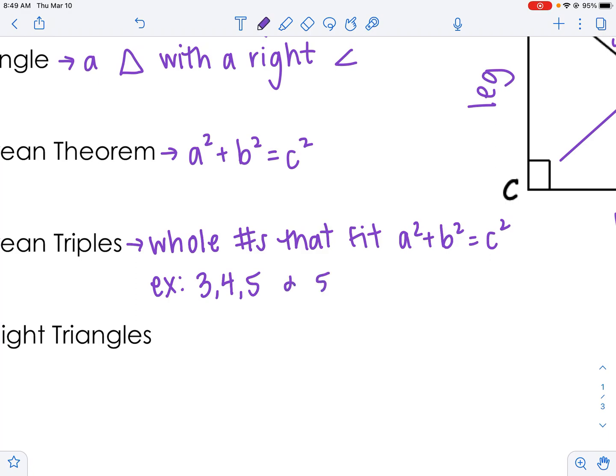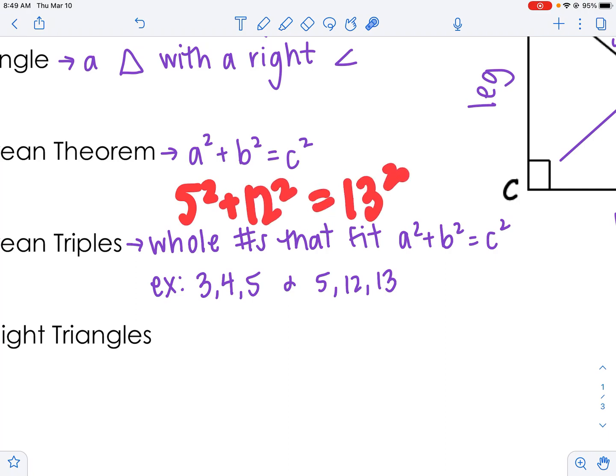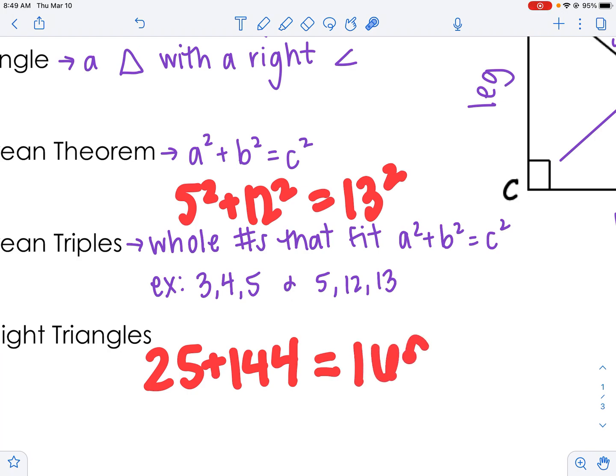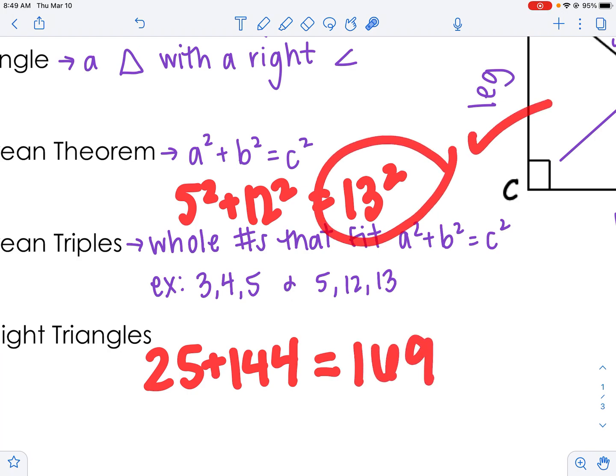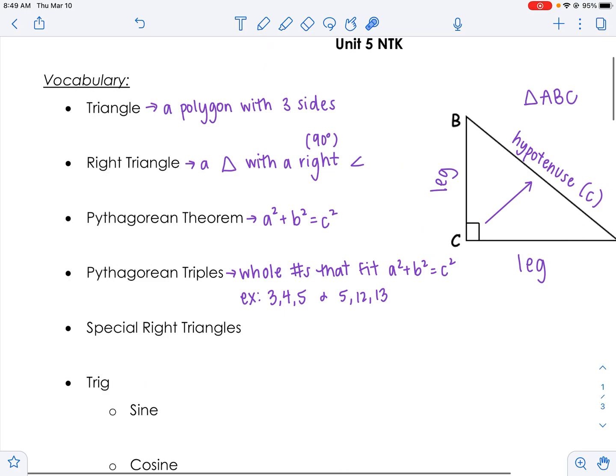Another combination of those numbers is 5, 12, 13. Not all numbers work for the Pythagorean theorem, and not all numbers are Pythagorean triples. But Pythagorean triples are like these little shortcuts. They're really nice and neat. So 5 squared plus 12 squared should equal 13 squared. So 5 times 5 is 25. 12 squared is 144. If I add those together, I get 169, which is 13 squared. So Pythagorean triples are like these little shortcuts when everything works out really, really nice and neat.